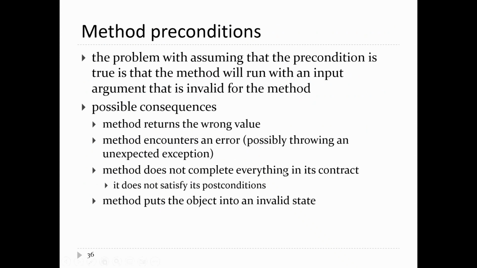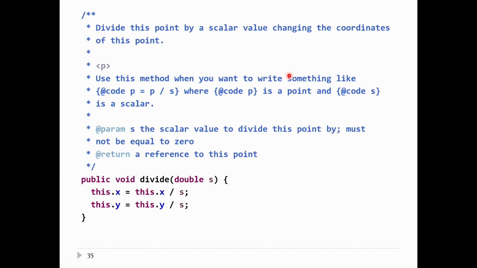The method may not be able to do everything that it says it will do. Right? So up here, you can imagine that the documentation for a method is just a contract between the method and the caller. So the method is promising to do something, as long as the caller meets some requirements here.